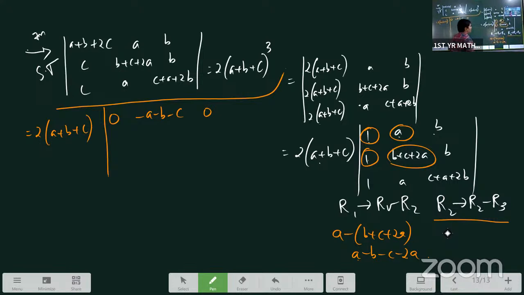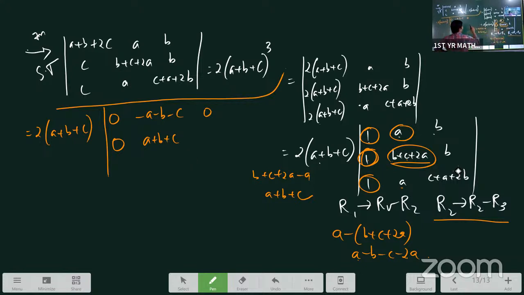R2 tends to R2 minus R3. Again, R2 minus R3. 1 minus 1 is 0. Now, b plus c plus 2a minus a. What I'm going to get is a plus b plus c only, no? Right, a plus b plus c. Okay.